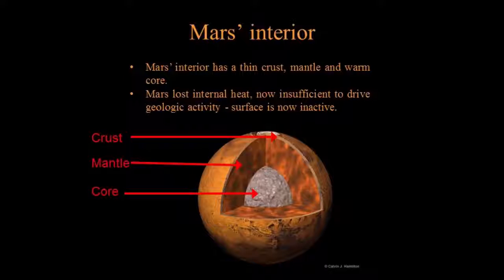Now Mars being a somewhat smaller world, intermediate between Earth and perhaps Mercury or the Moon, again you would expect it to hold on to its heat for some period of time, but then to gradually lose that heat. And yes, Mars has now lost its heat. It has insufficient heat to drive any geologic activity, and so the surface again appears fairly inactive. However, that's not always been the case.